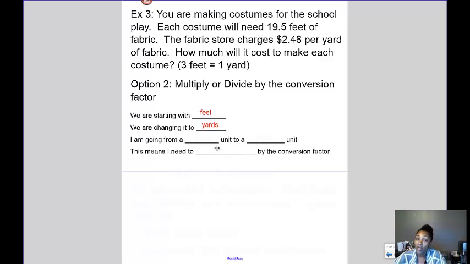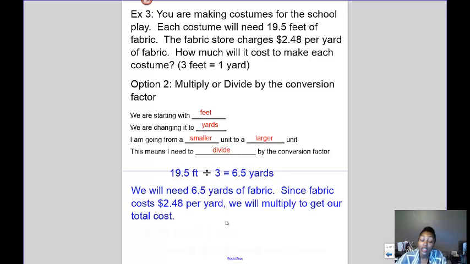So if I'm going from feet to yards, I have to think, okay, is feet smaller or bigger? Well, feet are smaller. So that means I'm going from a smaller unit to a larger unit. So small to large means that I need to divide. Fly to horse, divide, of course. So that means I'm going to take 19.5 feet and I'm going to divide it by 3, which gives me 6.5 yards. So I'm going to basically need 6.5 yards of fabric.